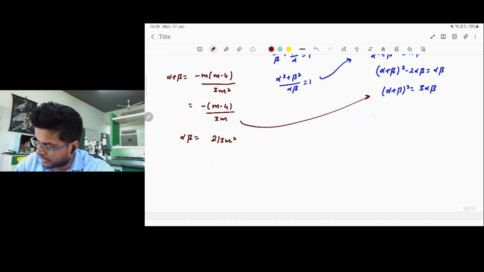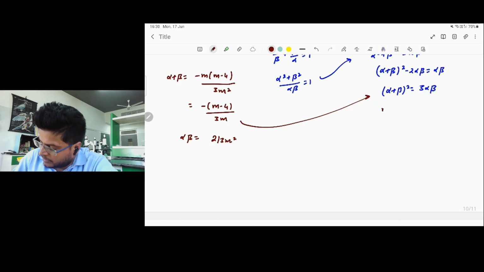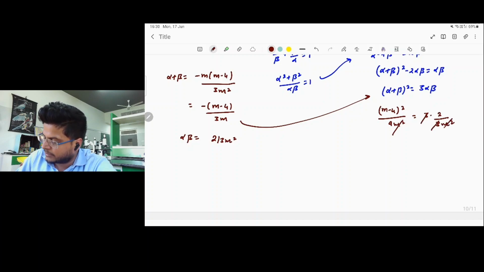So take these values and feed it. When you feed, what you'll be getting? Alpha plus beta whole square. The minus is there, isn't it? So when you square it, that minus will be taken care of. So ultimately we will get m minus 4 whole square divided by 9m square equals 3 into alpha beta, which is 2 by 3m square. So 3 and 3 will get cancelled, m square will get cancelled. Reason, m is a non-zero quantity. I have been reminding it again and again.